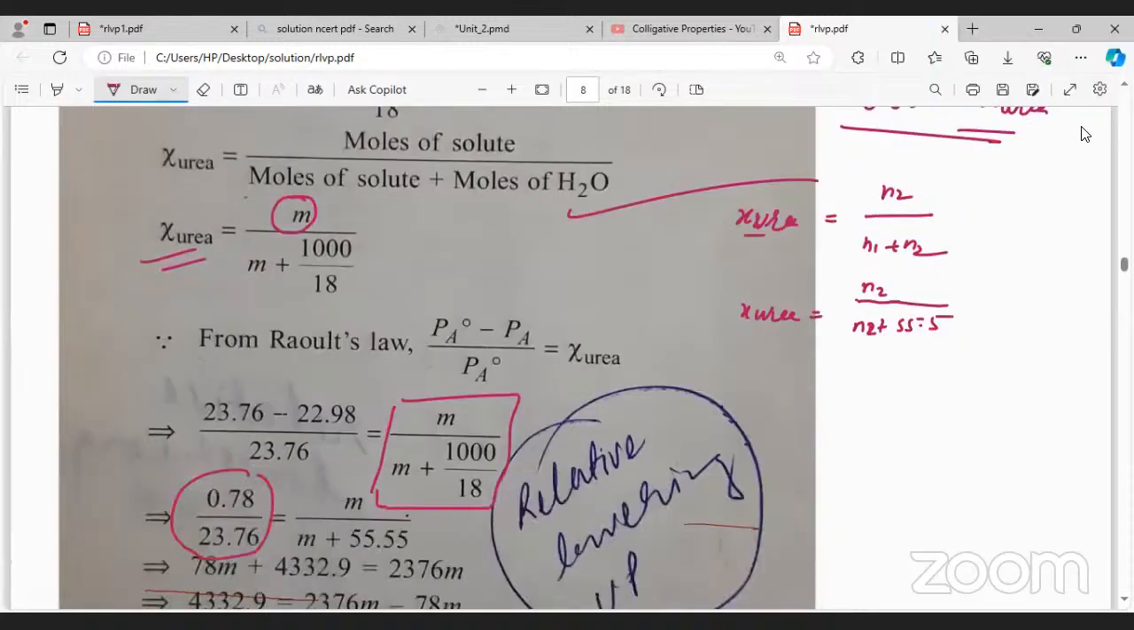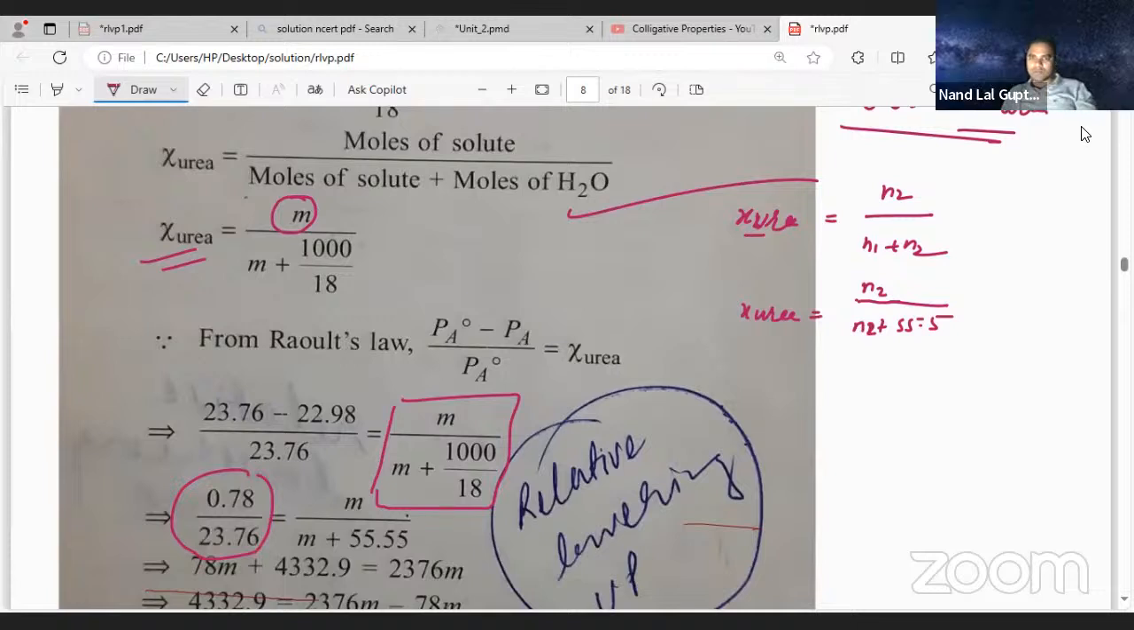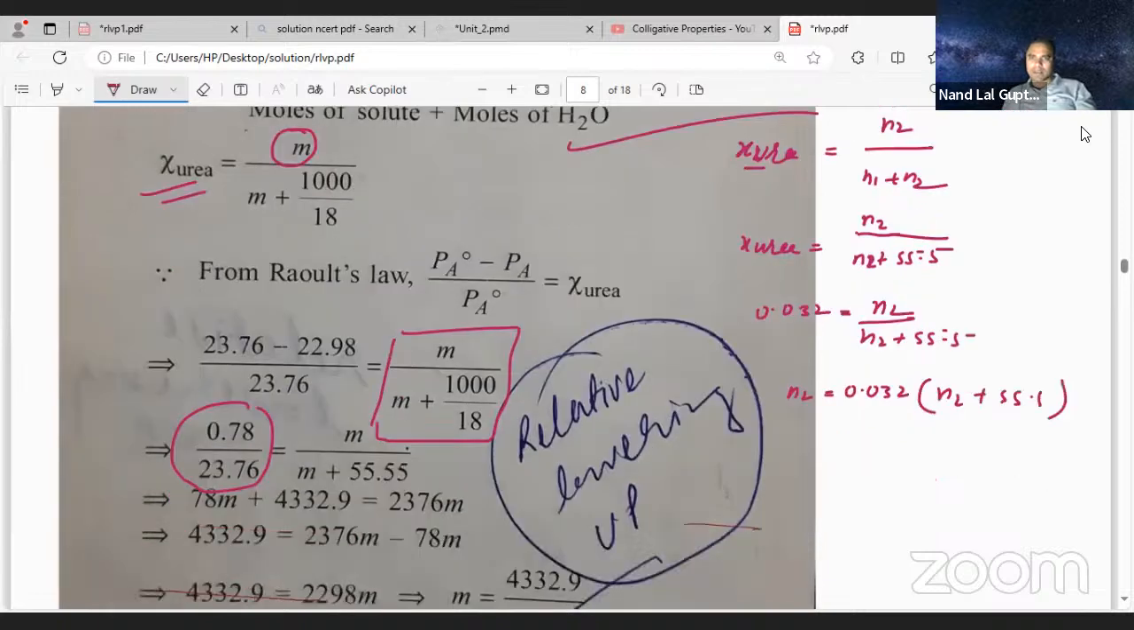Yes. So here you see what we can do. If you are solving this one, X urea is 0.032 is equal to N2 upon N2 plus 55.5. So N2 is equal to, if you solve, 0.032 in bracket N2 plus 55.5. So if you solve, 0.032 N2 plus 55.5 multiplied by 0.032. So how much is coming?